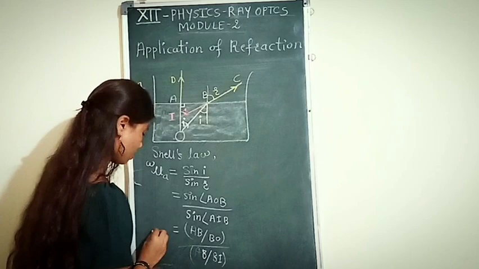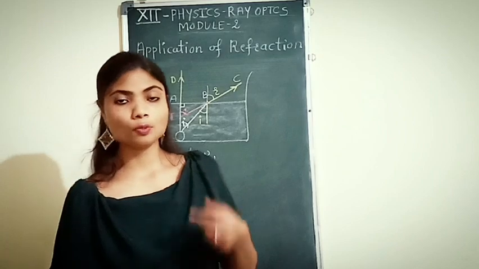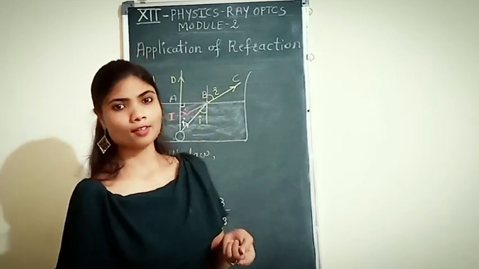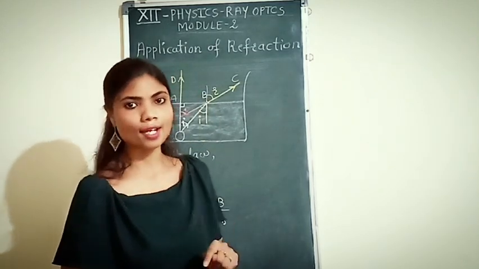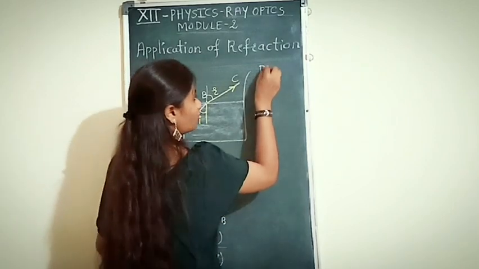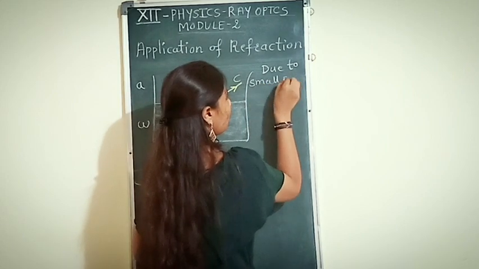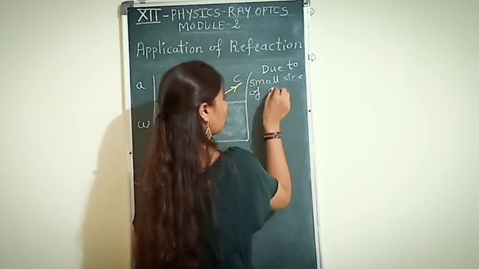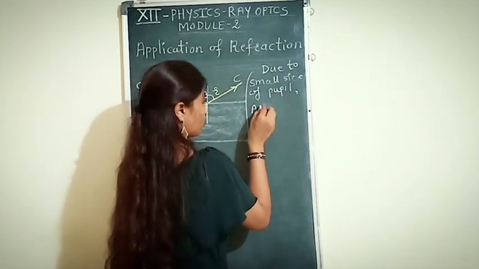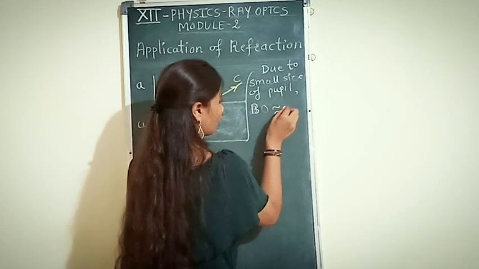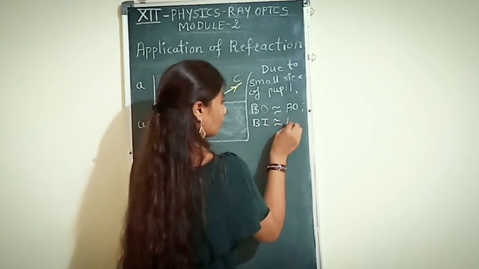Now, this is nothing but the refractive index of air with respect to water. As we know, the pupil of our eye is very small, and the refracted ray enters our eyes only if point B is very close to point A. So, due to the small size of the pupil of our eye, we can write that BO is nearly equivalent to AO, and BI is nearly equivalent to AI.